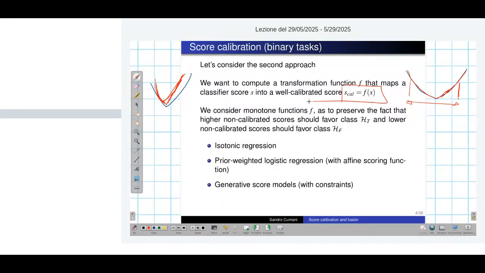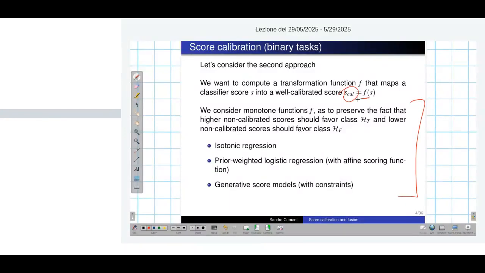What does it mean? Well, essentially we take the scores of our classifier and we do some post-processing of these scores, so we manipulate these scores to produce a new score that is well calibrated. Now, there are different ways of doing it.